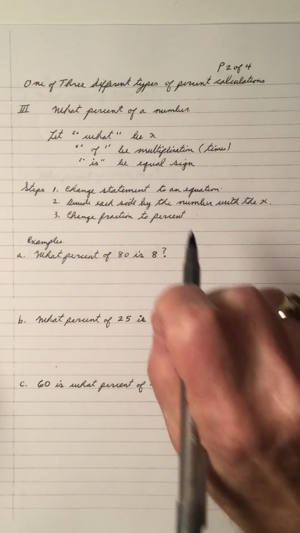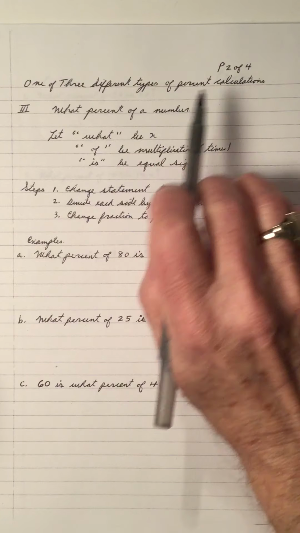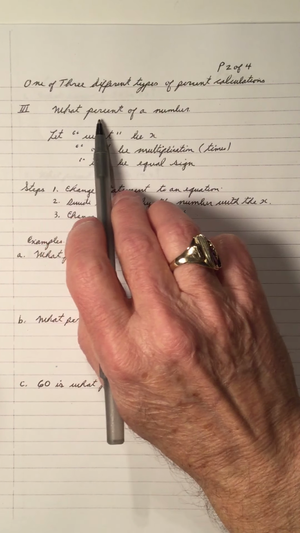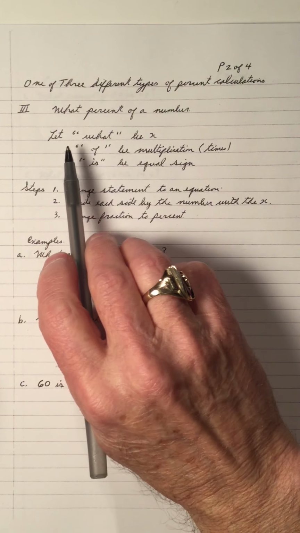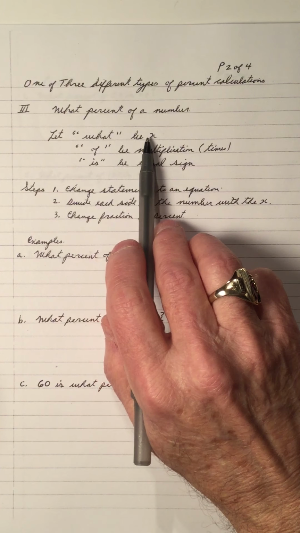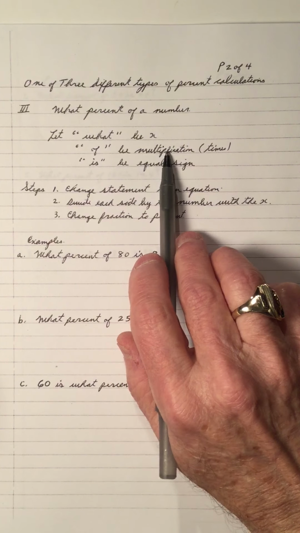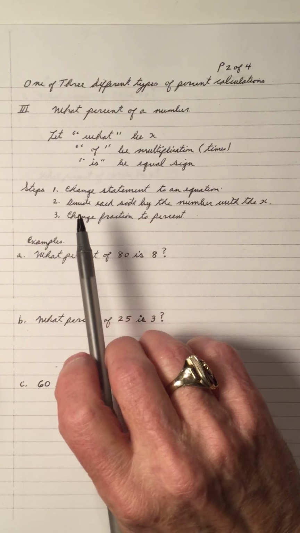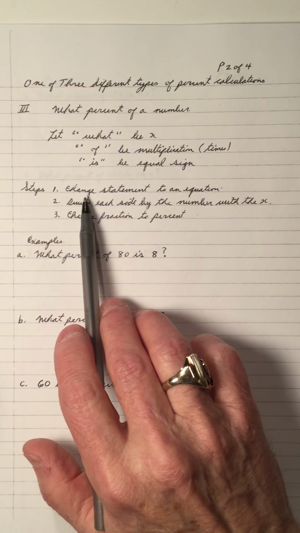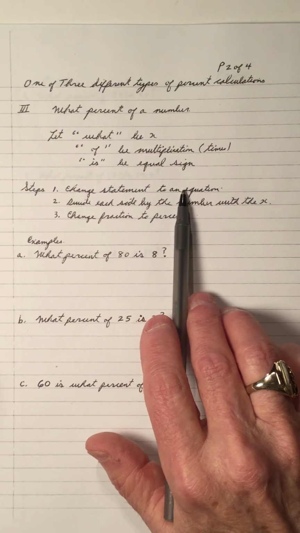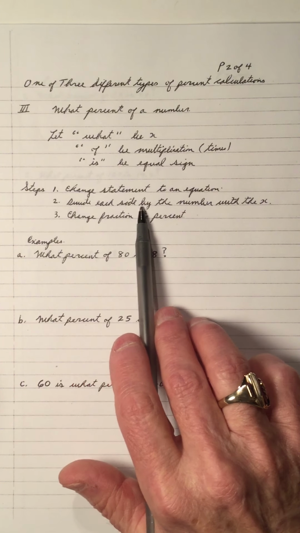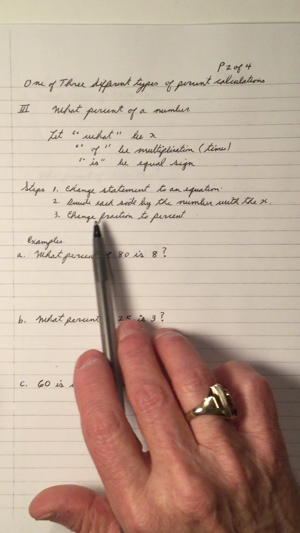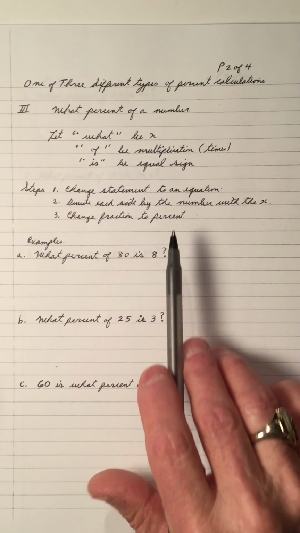One of the three different types of percent calculations is number 3, what percent of a number. Do what we did before: let what be x, and of is multiplication, with the equal sign for is. Notice what is the x. So we start off by changing the statement to an equation, dividing each side by the number with the x, and changing the fraction to a percent.